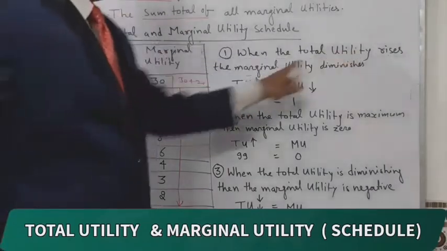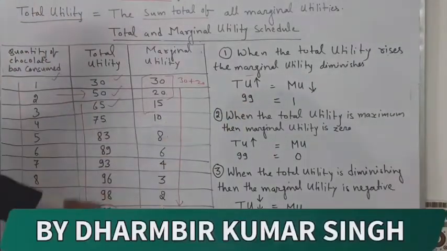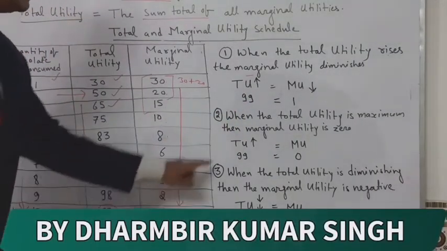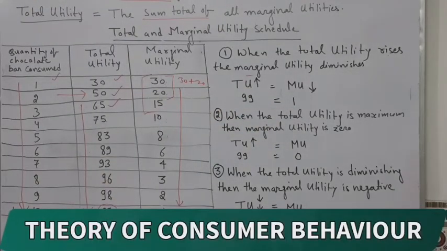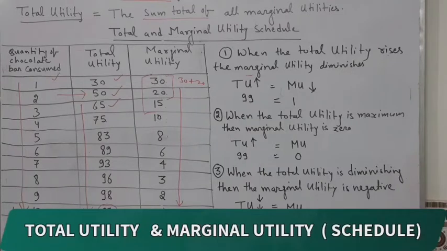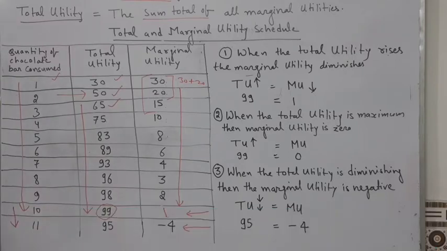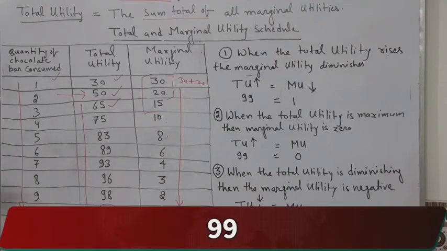When the total utility rises, the marginal utility diminishes. When here it is 99, the marginal utility will be 1. And here 99 is given.